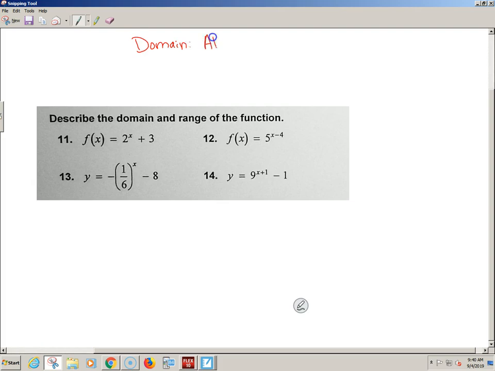Domain is actually, for all exponentials, all real numbers. So we don't have to worry about domain. For every single exponential function, the domain will always be all real numbers. So actually, we don't need to worry. Can I split x though? Is that okay? For all exponential functions, the domain is all real numbers. But the range gets tricky.